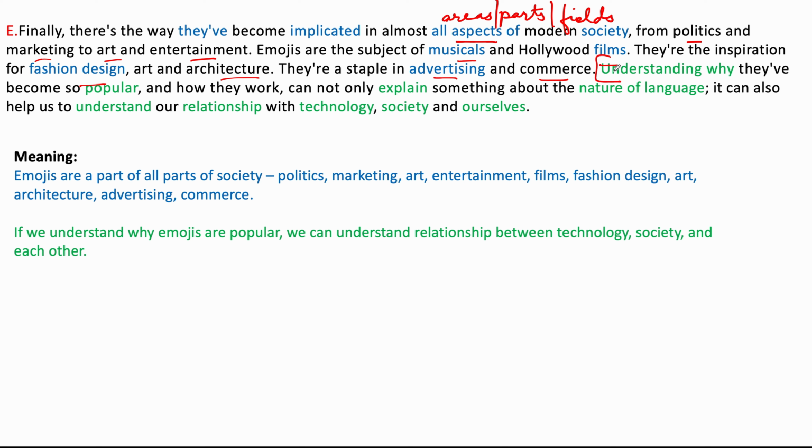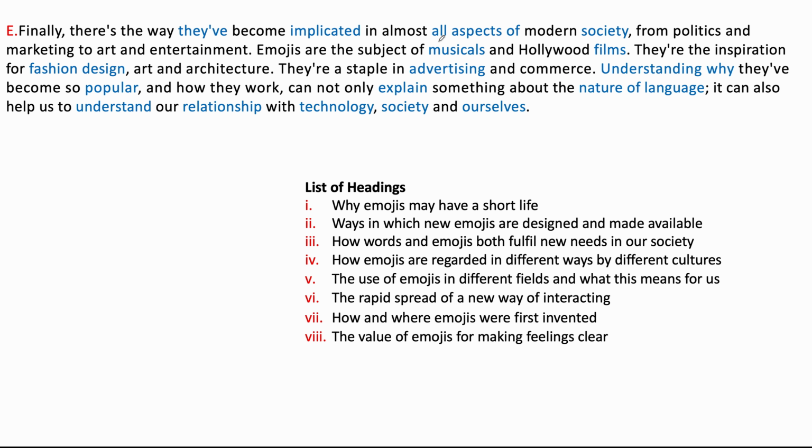If we understand why emojis are popular, we can understand the relationship between technology, science, and human interactions. So, with the mention of all aspects of modern society, we can see that the fifth heading, which mentions the use of emojis in different fields, is the correct heading. However, let's start going through all the headings and see if there can be any confusion anywhere.